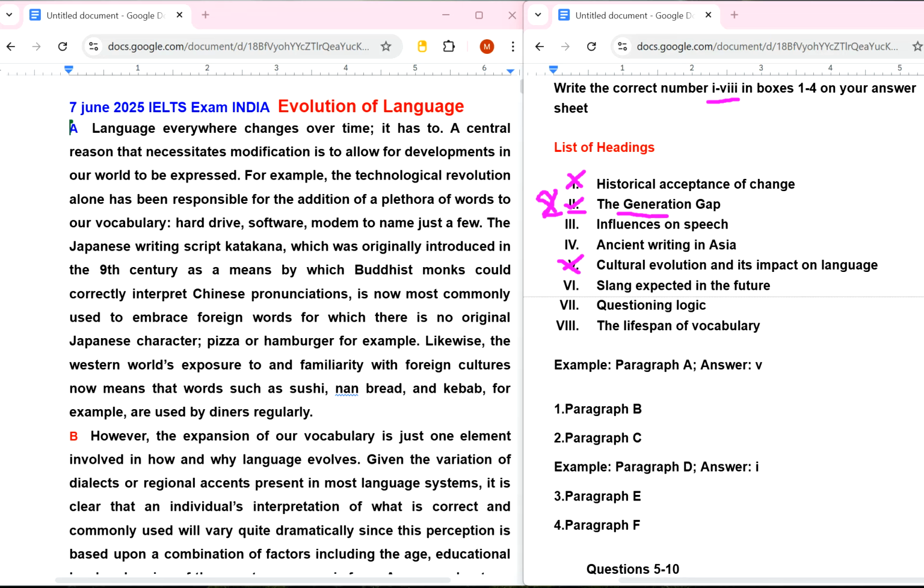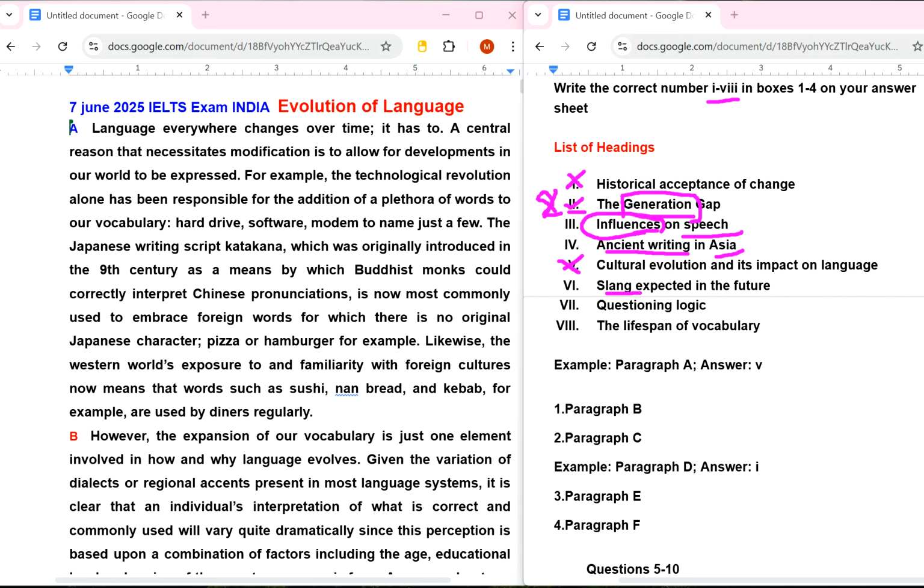The generation gap. It's important to give importance to this phrase. It means younger generation, older generation, or middle age group generation, so different age groups they may be talking about in a paragraph. Influences on speech: some impact or effect on their speech and communication. Ancient writing in Asia: some old style of writing in Asia they may be talking about.